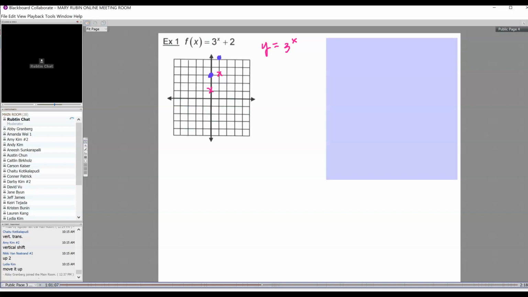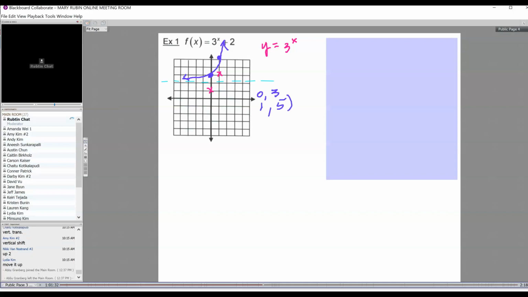When you've got things shifting up and it's exponential, that means your, what is this called? Your asymptote also shifts. So everybody goes up 2. So now you have different key points. You've got 0, 3, and 1, 5. So those would be key points. If something asks you for key points, that's what we're talking about.